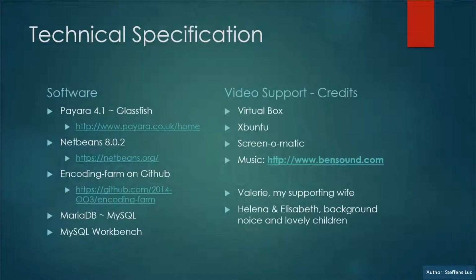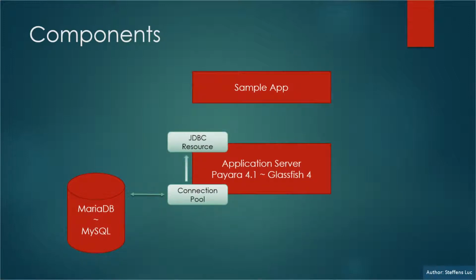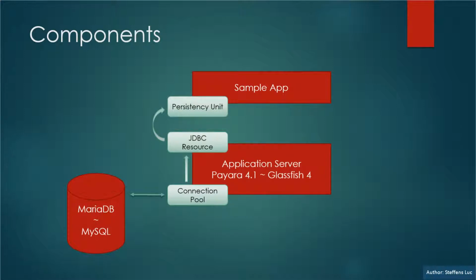In this video, we will use the connection from an application server to connect our application to the database. To achieve this, we will set up a resource pool, which will be handling the connection to the MySQL database, then expose the resource pool using a JDBC resource that we will inject in the sample application in the persistence unit using the JDBC resource name.